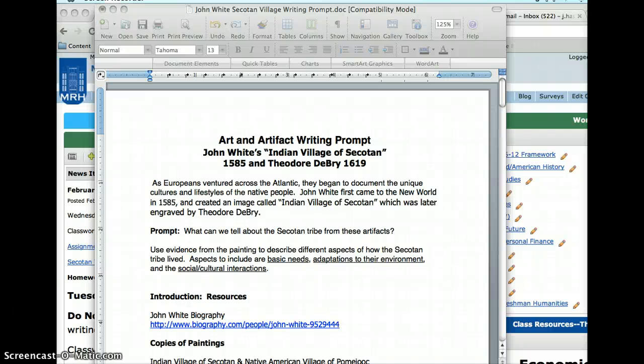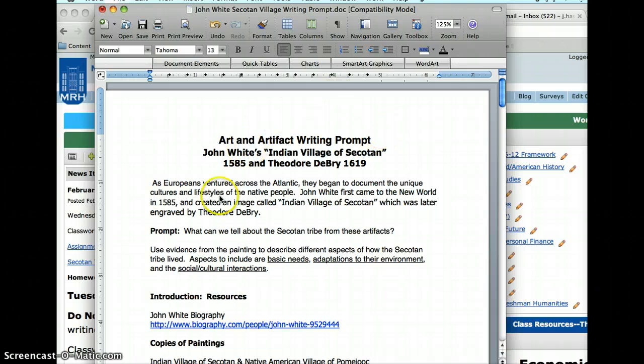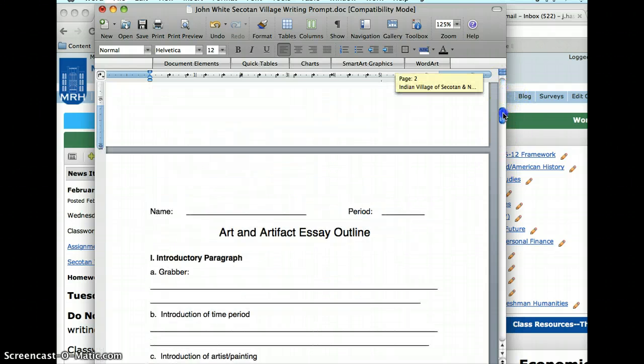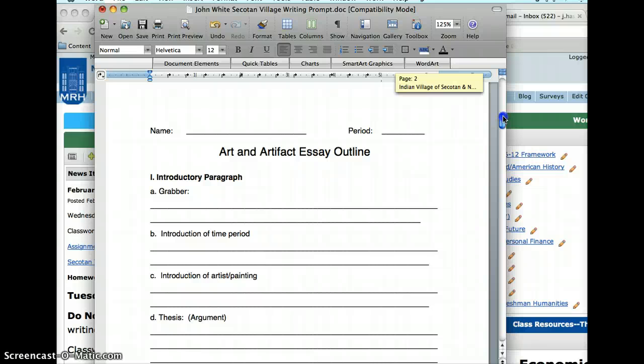This is the piece of work that you should spend the majority of your time today on. Your prompt, your art and artifact essay. Here's your prompt question again if you have forgotten what you're writing about. What can we tell about the Secotan tribe from these artifacts? And then we're using our aspects to describe that culture. Your outline, electronically if you want it, is right below the prompt.